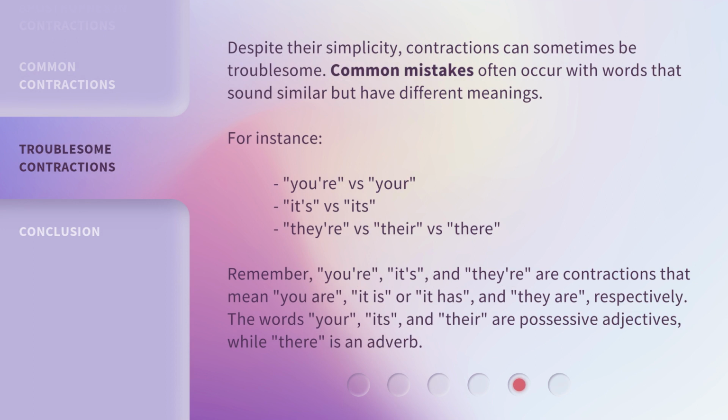Despite their simplicity, contractions can sometimes be troublesome. Common mistakes often occur with words that sound similar but have different meanings. For instance, your versus you're, its versus it's, their versus there versus they're. Remember, you're, it's, and they're are contractions that mean you are, it is or it has, and they are, respectively. The words your, its, and their are possessive adjectives, while there is an adverb.